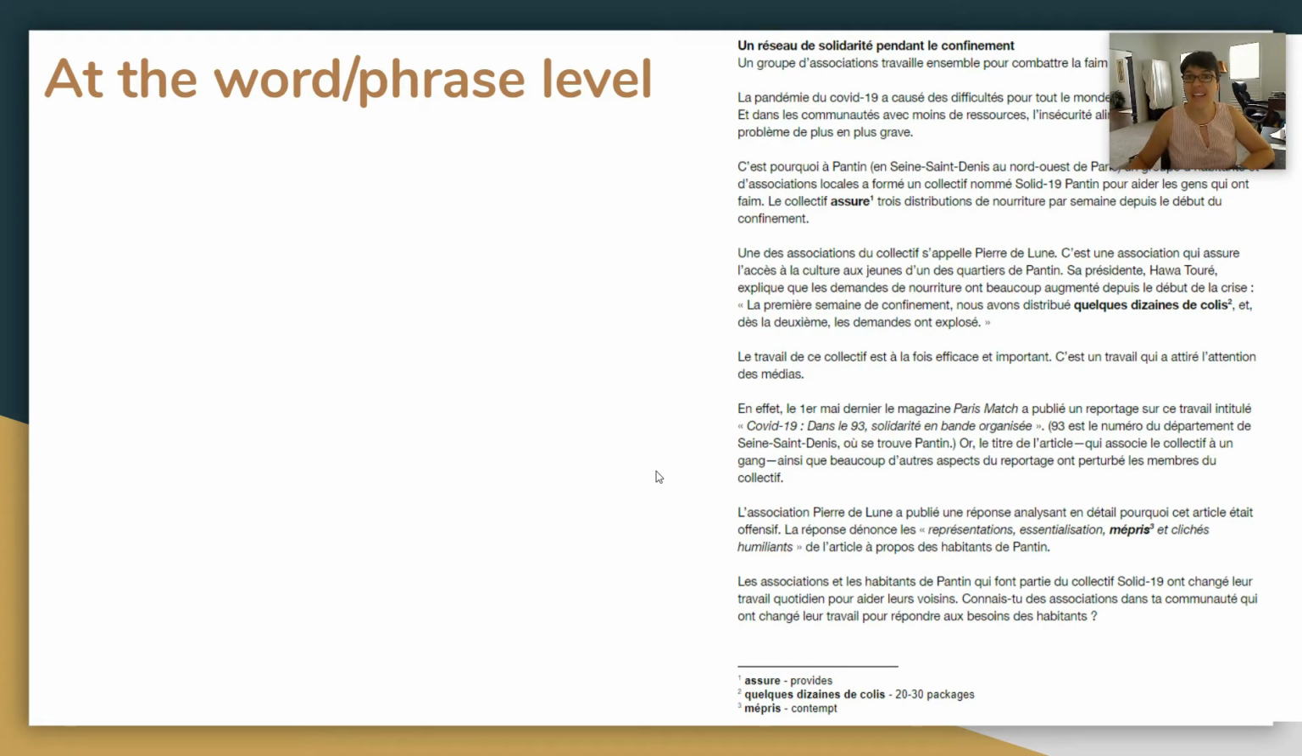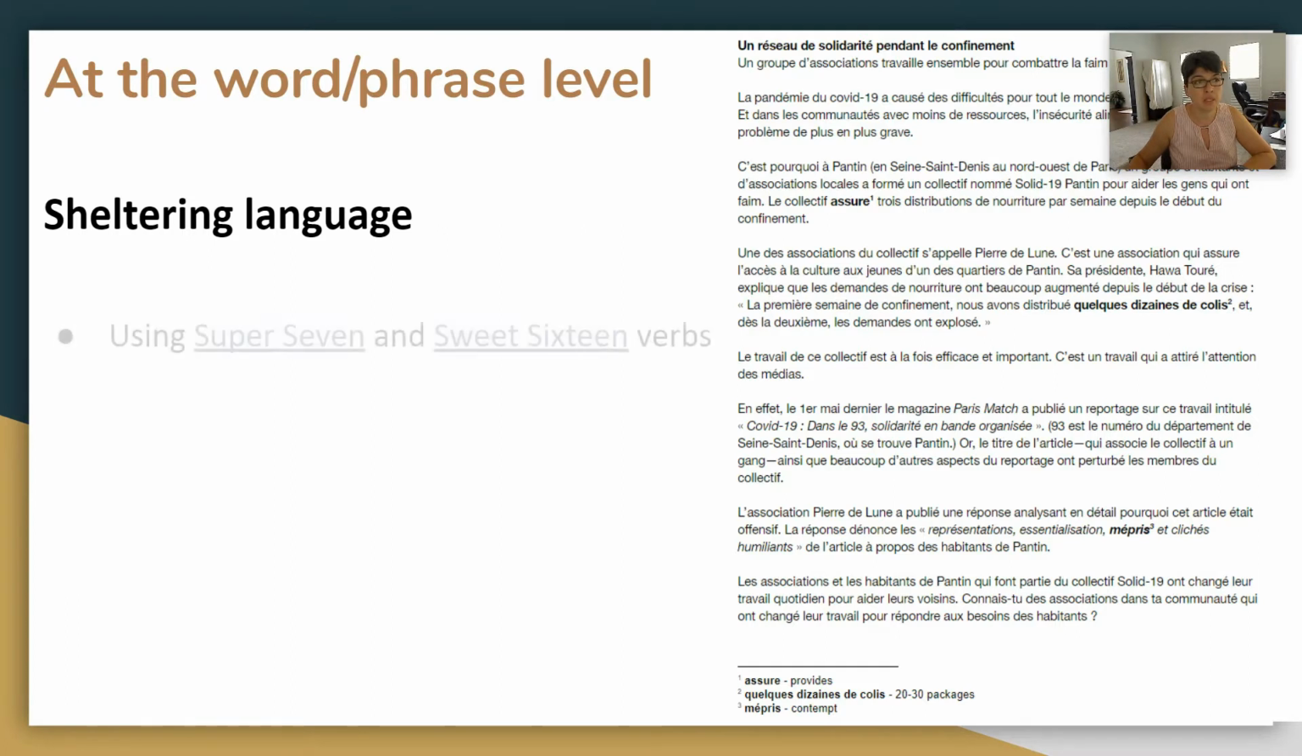Okay, and next we are going to dive even further to the word and phrase level. And this is really where the bulk of the work is going to happen on this particular article. So there are two main strategies for simplifying and comprehensifying at the word and phrase level. The first one is sheltering language. And what that means is using Super 7 and Sweet 16 verbs. So using verbs that are super useful and high frequency.